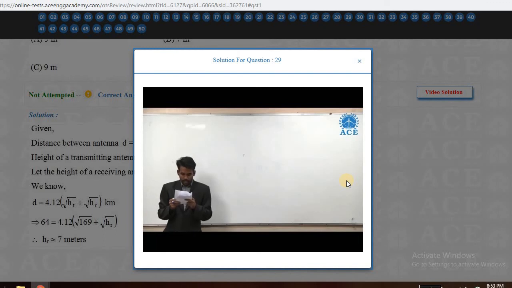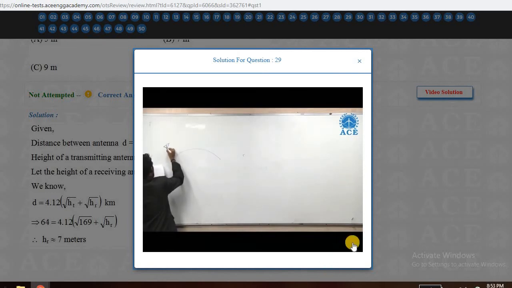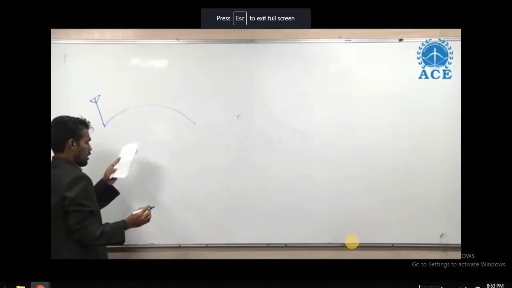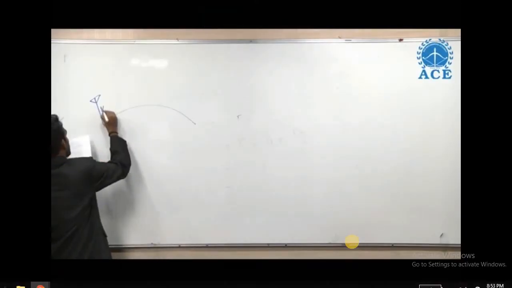A microwave link consists of a television antenna placed at a height of 169 meters and a receiving antenna placed at a distance of 64 kilometers. Then find the height of the receiving antenna. So here it is given the height of the transmitter antenna is 169 meters.